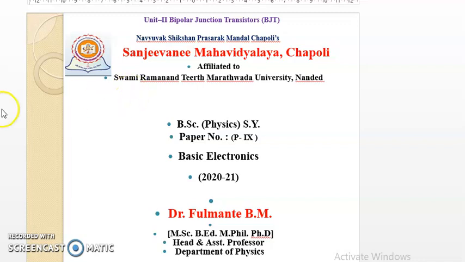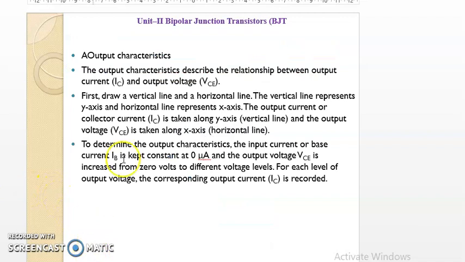Thank you. Now let's discuss again the output characteristics of a transistor in detail. The output characteristics describe the relation between output current IC and the output voltage VCE. In short, already I have told you, collector current and collector emitter voltage. In common emitter configuration, you know VCE is the output voltage.